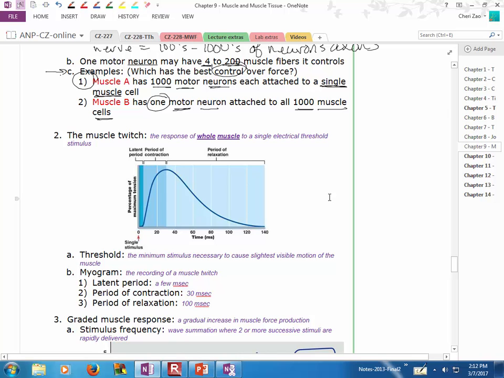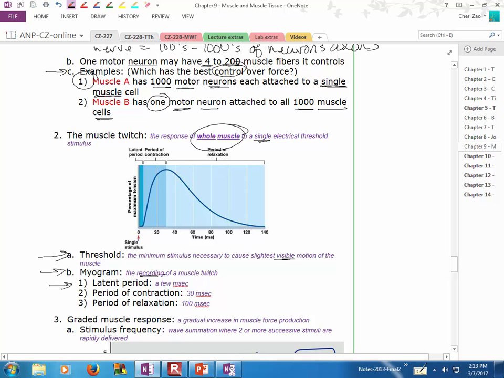And that's what a muscle twitch is all about. This is one of your physio X's that you've already finished, because it was one of your assignments before midterms. It is the response of the whole muscle to a single electrical threshold stimulus. Threshold is the minimal stimulus necessary to cause something you can see and therefore record. And that's what a myogram is. It is an actual recording of a muscle twitch, and it has a latent period, in other words, the time that we zapped it.